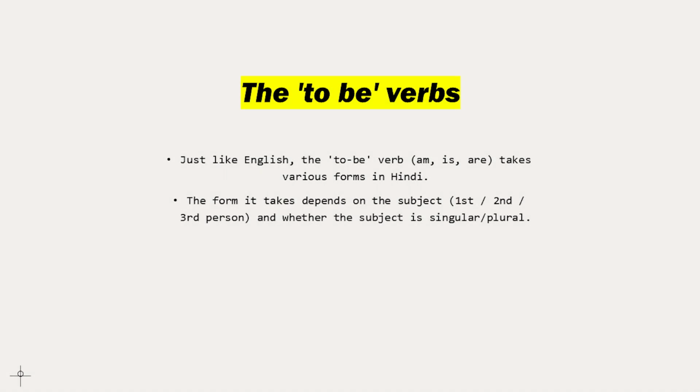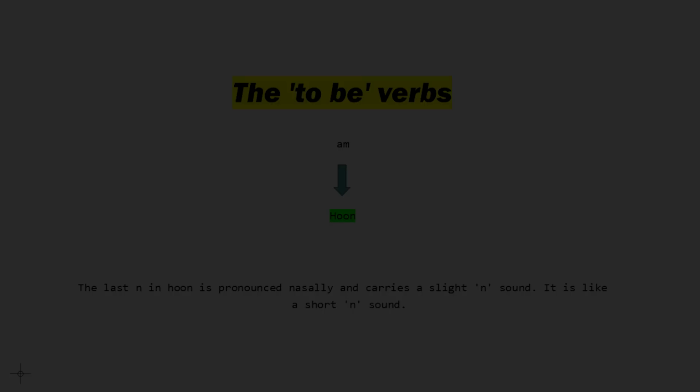Just like English, the to be verb am, is, are takes various forms in Hindi. The form it takes depends on the subject, first, second, or third person, and whether the subject is singular or plural. Let's see how we pronounce these words.